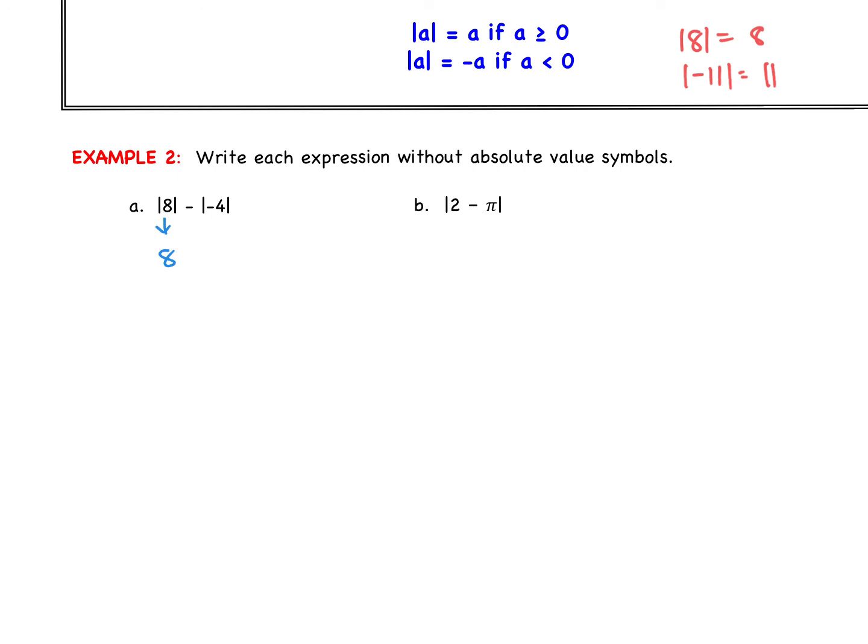You cannot distribute that negative into the absolute value. That does not work. Because absolute value, like parentheses, has to be done first. Absolute value of -4 is just +4. It's 4 units away. And then we subtract and we get an answer of +4.